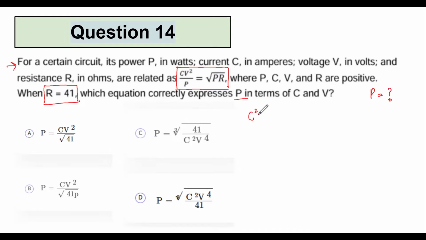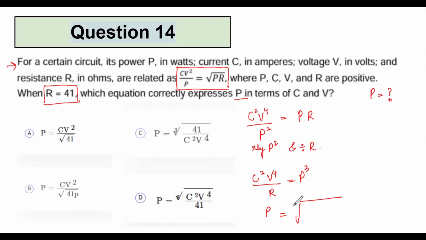We'll get C square V power 4 over P square is equal to PR. Now we'll multiply P square on both sides and divide by R on both sides. What we will get is C square V power 4 over R is equal to P cube. That means we take the cube root on both sides. P is equal to the cube root of C square V power 4 over R.